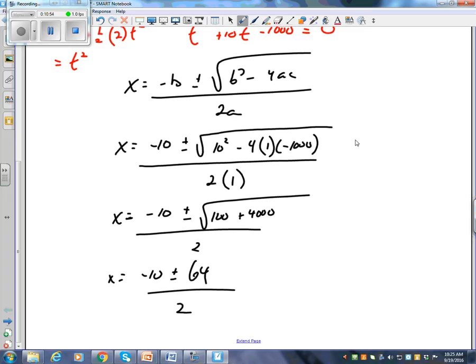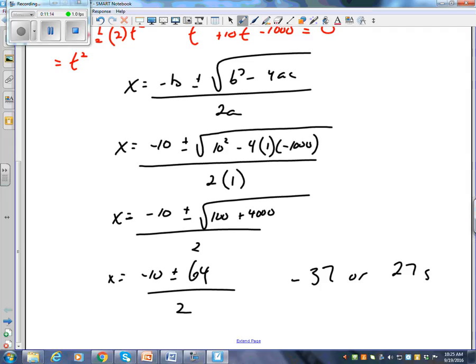So think a little bit here. If I go minus 10, subtract 64, I'm going to have minus 74 over 2. You're going to get minus 37. And if you go plus, it's going to be minus 10 plus 64. That's going to be 54 divided by 2, or 27 seconds.